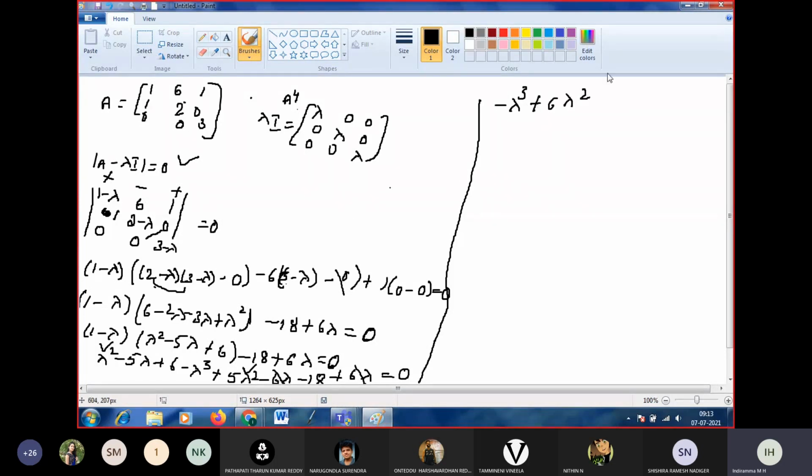Next, lambda values. What are the lambda values we have? So here minus 5 lambda. The 6 lambda plus 6 lambda minus 6 lambda cancelled. Only minus 5 lambda. And what are the constants we have? Plus 6, minus 18. That is minus 12.